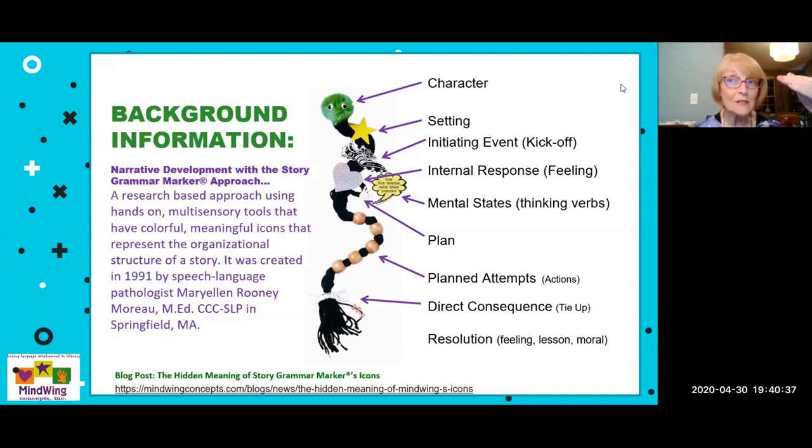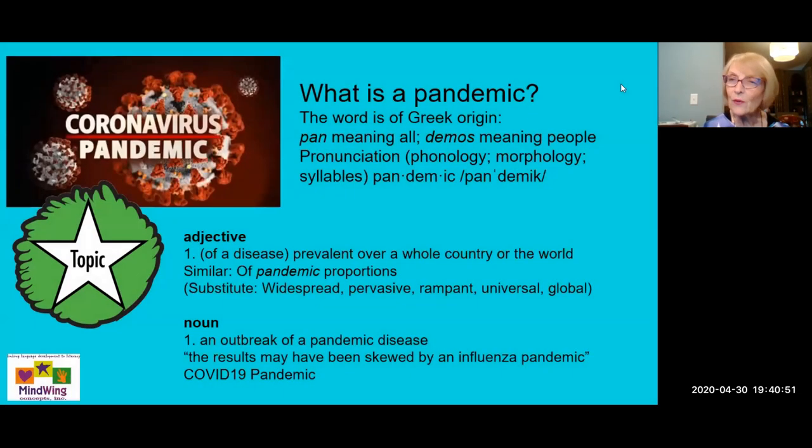And if we didn't want it to turn out that way, maybe we'd change our attempts, or maybe we'll have to change our plan. And at the end, there's a resolution, a time to reflect. How did things turn out? So this is the basic Story Grammar Marker, which was primarily at first used for narrative.